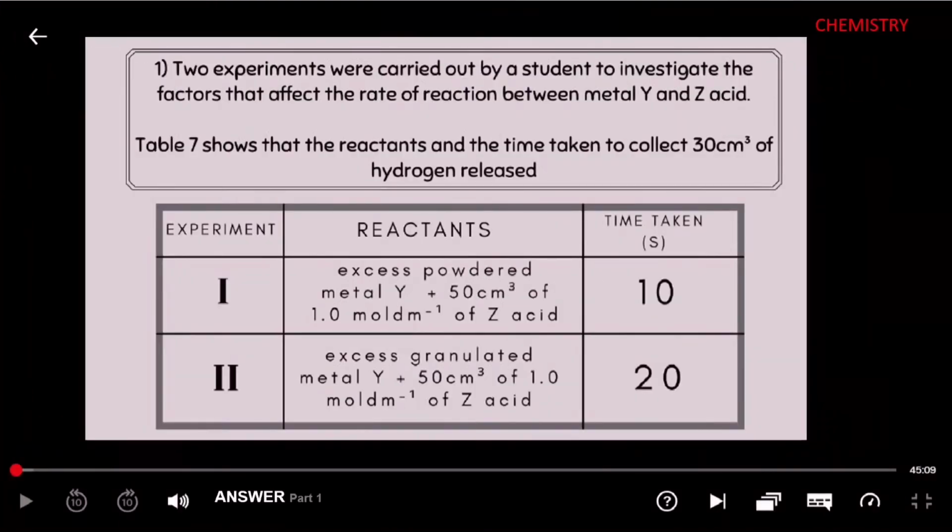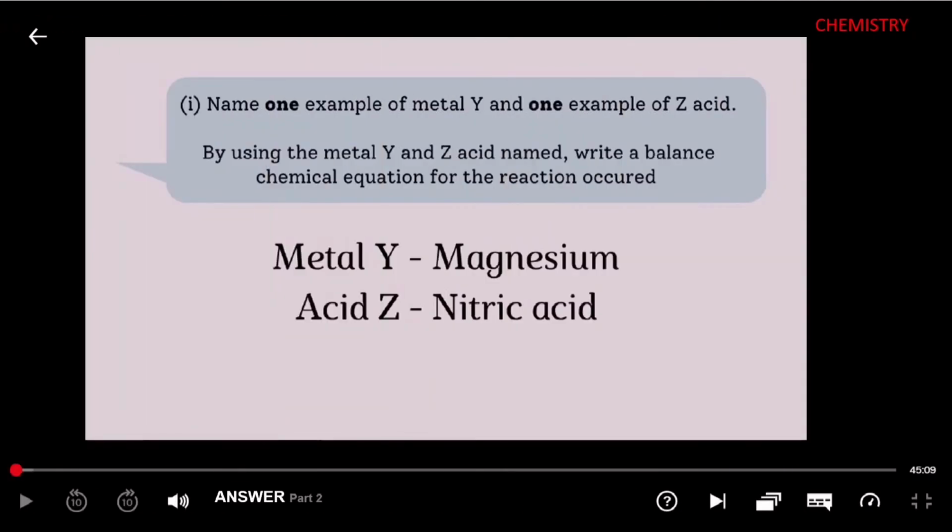Question 1A. Two experiments were carried out by a student to investigate the factors that affect the rate of reaction between the metal Y and the acid. Table 7 shows the reactants and the time taken to collect 30 cm³ of hydrogen gas released. 1. Name one example of metal Y and one example of the acid. By using the metal Y and the acid named, write a balanced chemical equation for the reaction that occurred.